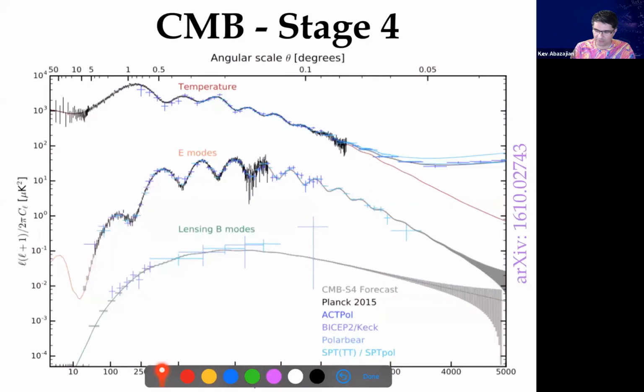So the next stage of CMB experiments is kind of converging around a single experiment called CMB Stage 4, and those are the rectangles that go with error around the models. They're basically the same benchmark model, and this is where the data is. The points with errors are the actual data today, and it's quite a bit different, right?